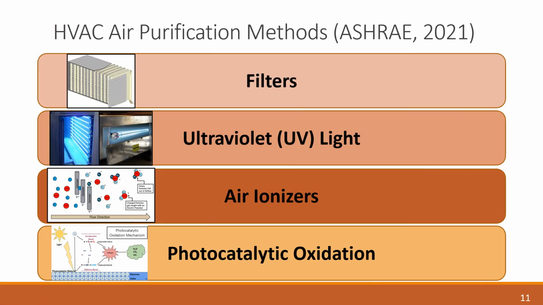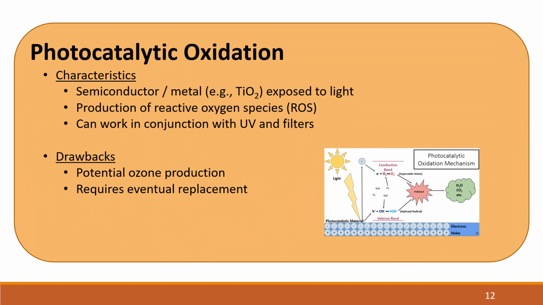Finally, there is photocatalytic oxidation. Also referred to as PCO or PICO, photocatalysis occurs when a semiconductor or metal, such as the popular photocatalyst TiO2, is irradiated with light, which results in the production of reactive oxygen species, or ROS, that degrade particles in the air around them. This system also has the potential to produce ozone, though at a lesser scale. The material also requires eventual replacement, as the catalysts incur blockage over time.